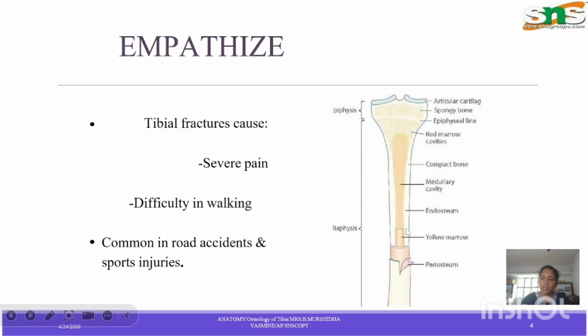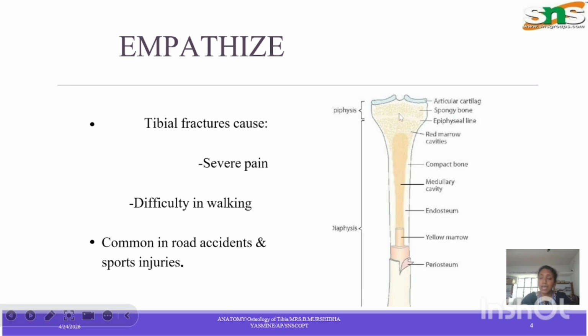So in case of fracture, inside the bone, here are the inner structures which are present, the articular cartilage. The upper end has spongy bone, and the center or the shaft has compact bone, medullary cavity, endosteum, and the periosteum, which is the outer layer of the bone. So this layering of the bone will break in case of road traffic accidents, which causes the fractures.